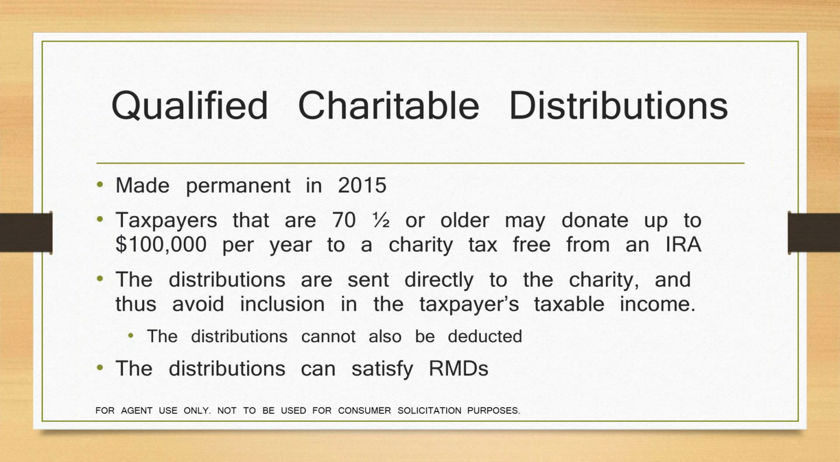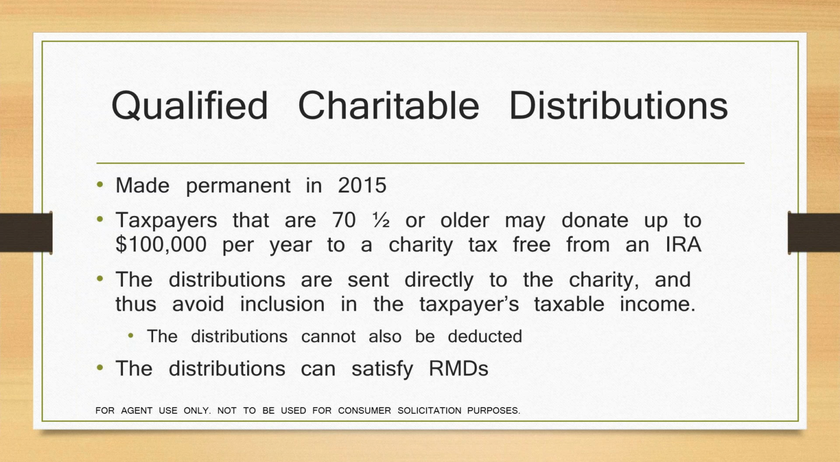Any conversation about RMDs, I think, has to at least mention qualified charitable distributions. I get asked all the time, how can my client avoid the income tax result associated with IRA RMDs? And the answer is, well, they can take a qualified charitable distribution. That program has been around for about 10 years, but it was made permanent last year. And the rule is that if you've got an IRA balance and you're older than 70 and a half, you can transfer up to $100,000 per year from the IRA directly to charity, and it will be tax-free.